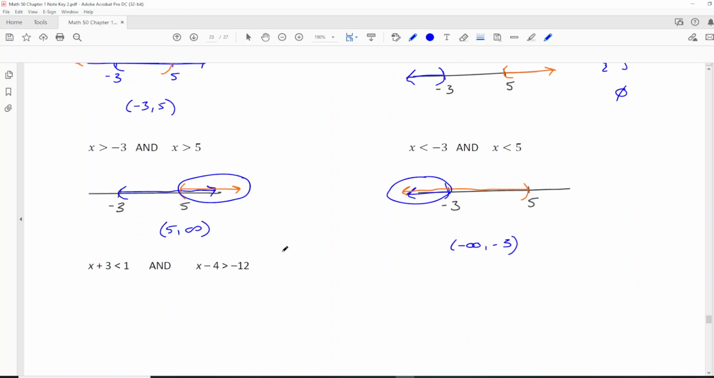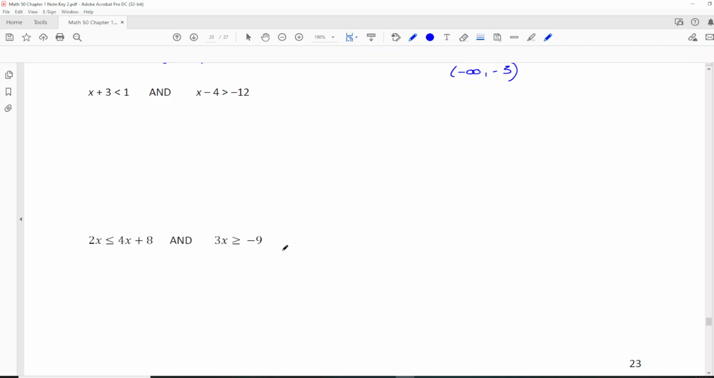So now we're going to do one from scratch, or two. So I've got 2 scenarios here, and I haven't done the first step yet, so I haven't isolated x. So let's start with that. So for the first one, I'm going to subtract 3, and I get x is less than -2. For the second one, I'm going to add 4, and I get x is greater than -8.